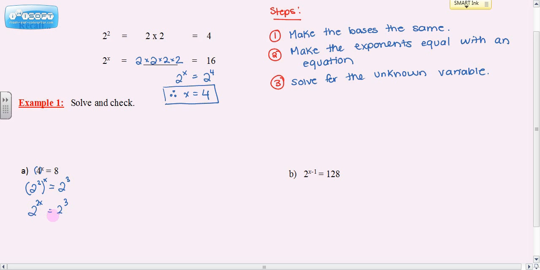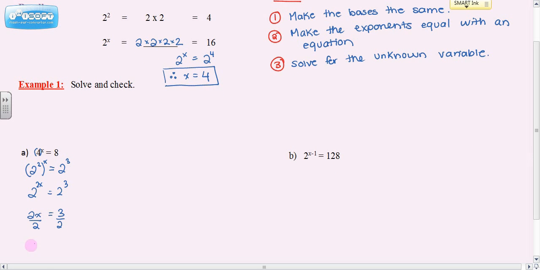So therefore, the bases are now the same. I can make the exponents equal with an equation of 2x equals 3. Now to isolate and solve for the unknown, I have to divide both sides by 2, and therefore I get x is equal to 3 over 2.